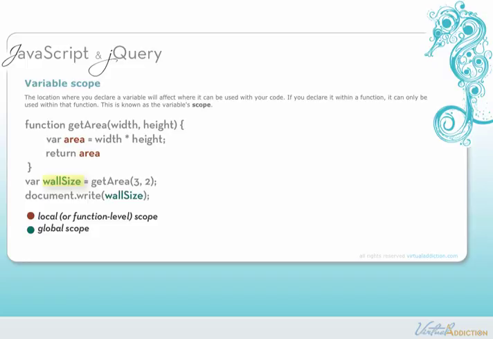Global variables are stored in memory for as long as the web page is loaded into the web browser. This means that they take up more memory than local variables. It also increases the risk of naming conflicts. You should use local variables whenever possible.